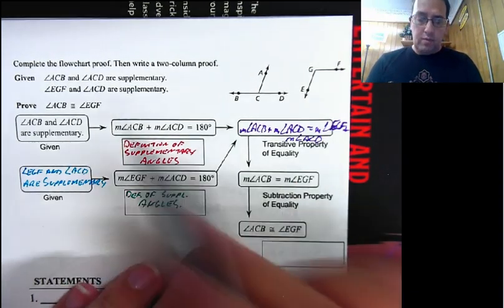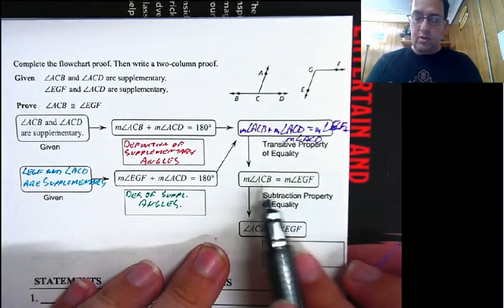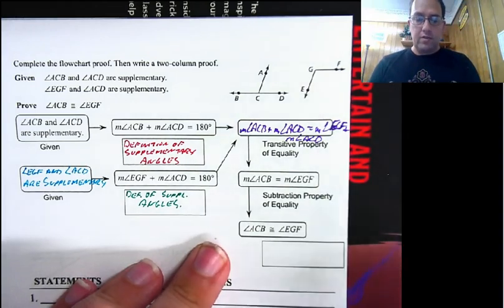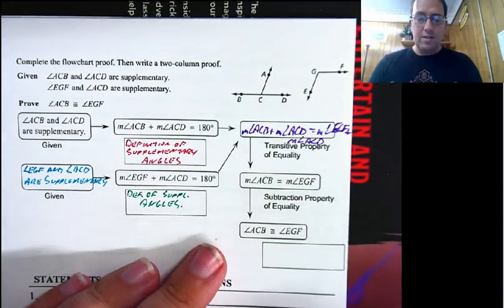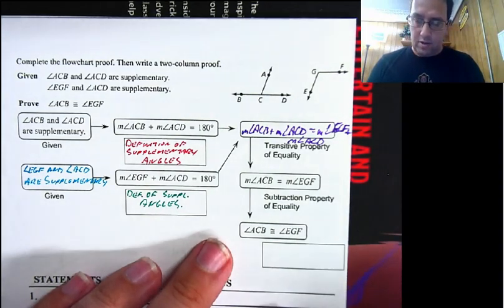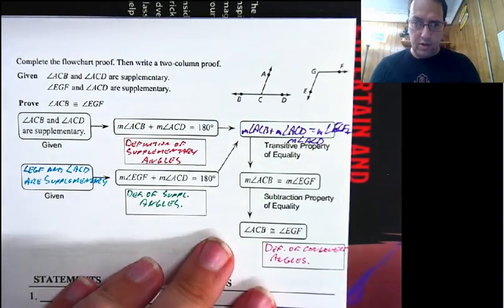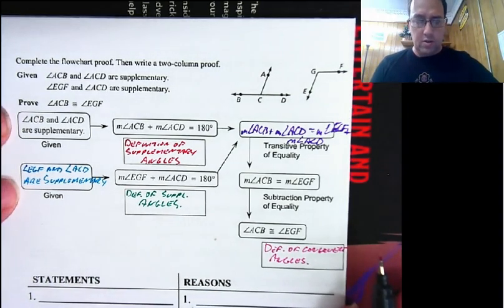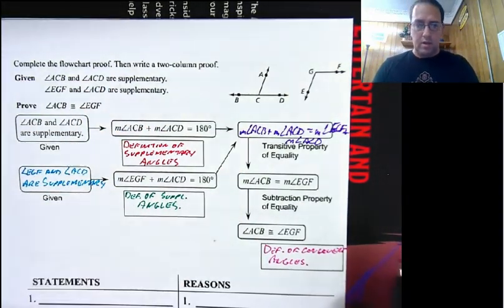All right. And now we were asked to prove that angle ACB is congruent to angle EGF, right? And here we have that the measures of those two angles are equal. And if the measures are equal, then the definition of congruent angles says that since the measures are the same, then the angles are the same. So that's what we can put here. Definition of congruent angles. And there it is. We have proven it. And you see with the flow chart, we can see how these thoughts flow into that. And those two come together to do this one, which means this, which means this. And there we go.